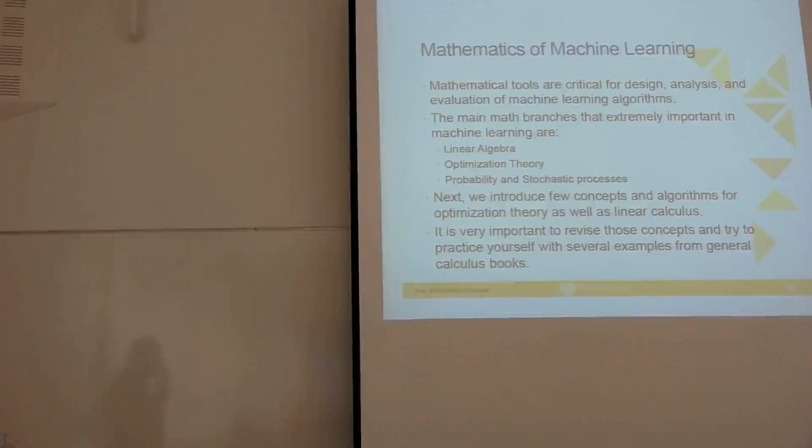Okay, as I mentioned in the previous lecture, we need some math for this course. Linear algebra is needed, optimization theory, and probability and stochastic process. Those are the main three topics in math. They are quite much required in this course. Today I will make just a fast review about optimization theory, and we will see some main concepts here.